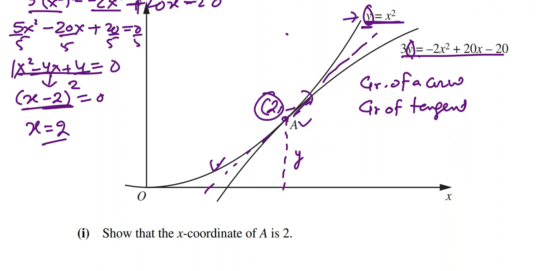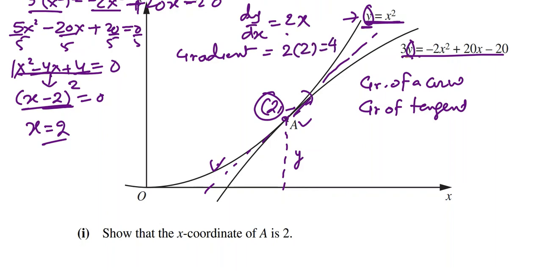So in this case, dy over dx comes out to be 2x. So the gradient is the same as dy over dx at 2. So we'll put x equal to 2 here. 2 times 2 is 4. This is the gradient of the tangent at A for the first curve, and we should get again 4 for the second curve as well.